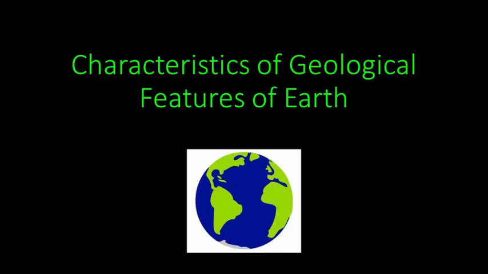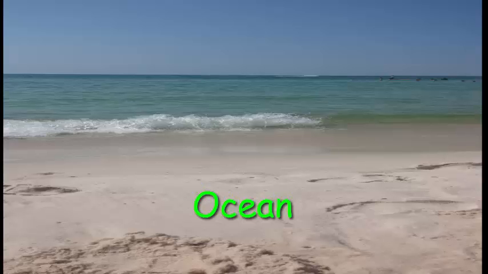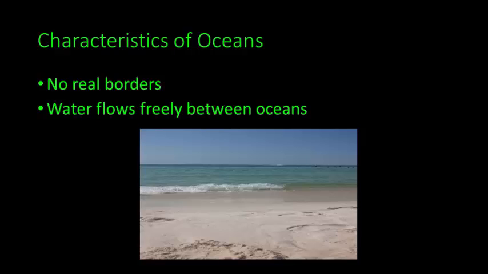In this module, we are going to explore the characteristics of the geological features of Earth that we are focusing on in this course. First, let's look at the largest body of water, the ocean. The ocean is an incredibly large body of water spanning thousands of miles and thousands of feet deep. The ocean contains salt water and is also sometimes referred to as the sea. Oceans cover almost 3/4 of the Earth's surface.